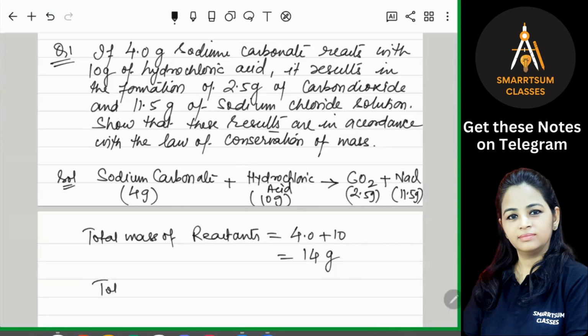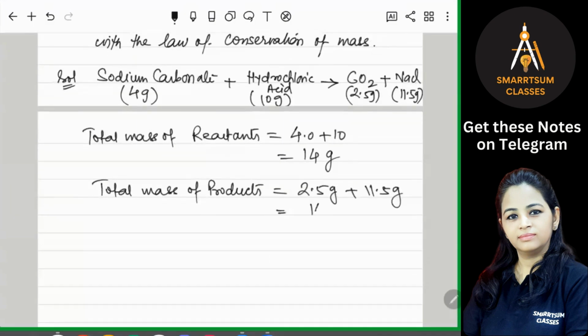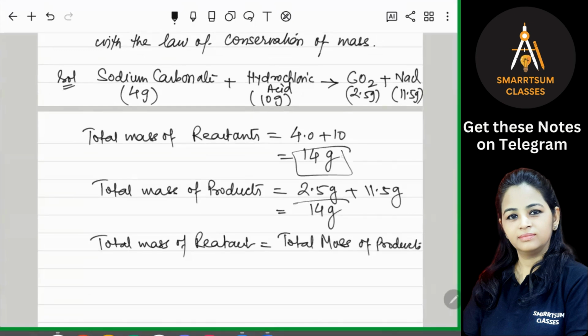Now let's find out the total mass of products. Products means the compounds which are formed, carbon dioxide and NaCl. The mass is 2.5 gram plus 11.5 gram. Add them, and you're getting 14 gram. So as you can see here, the total mass of reactants is equal to the total mass of products. They are the same, 14 gram and 14 gram. So yes, they are following the law of conservation of mass and there is no loss or gain of mass after the reaction.